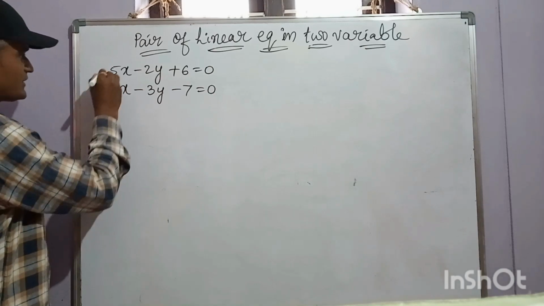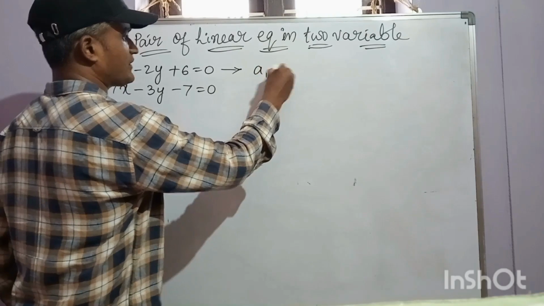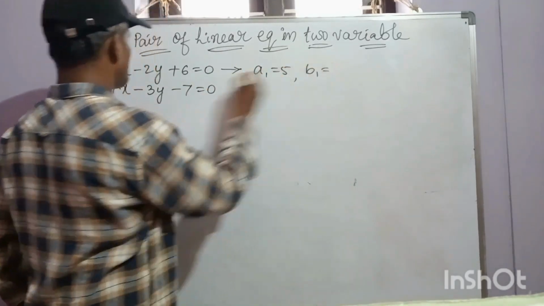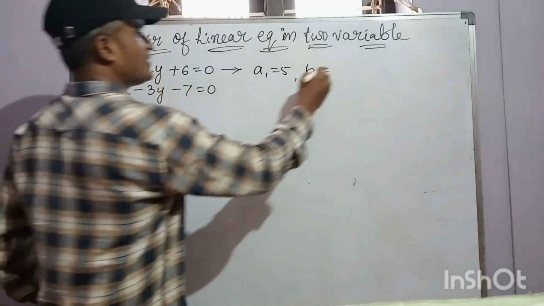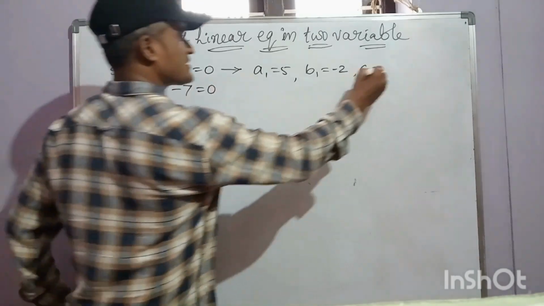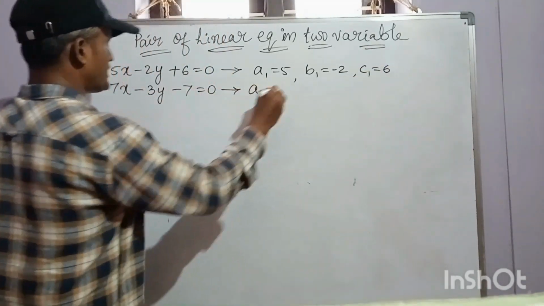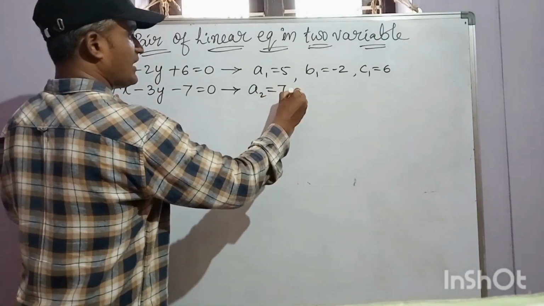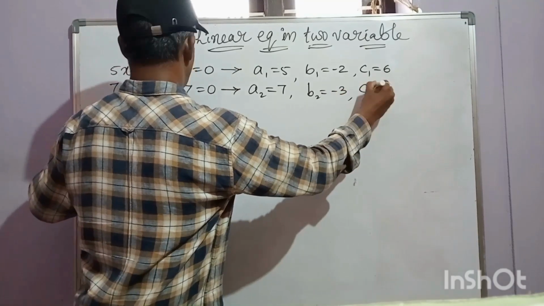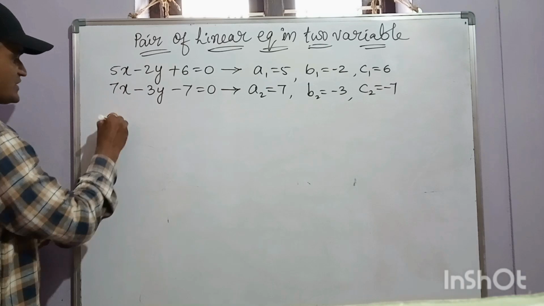So see now, the first equation, equation 1: a1, the x coefficient, is 5, b1, the y coefficient, is minus 2, and c1, the constant, is 6. And here a2 is 7, b2 is minus 3, and c2 is minus 7. So a1, a2, b1, b2, c1, c2.